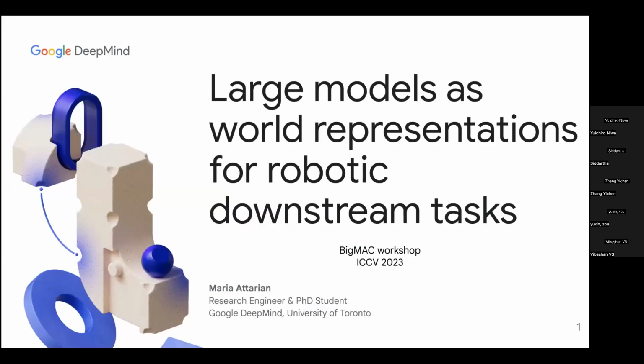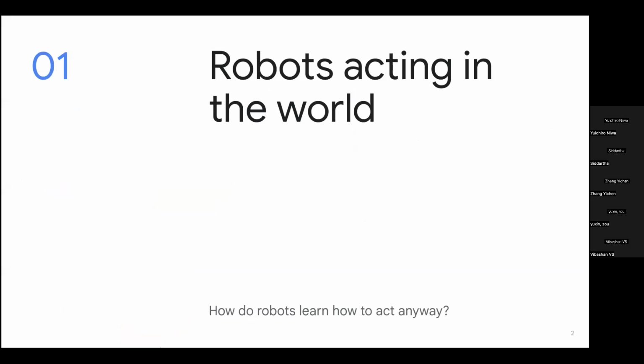Hopefully I'm going to be giving you a high-level overview of how we use these models right now in robotics, what some of the gaps are, and some hopefully cool directions for the future, at least the way I see them. All right, first of all, how do we teach robots how to act in the world?